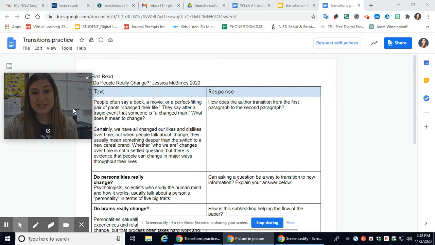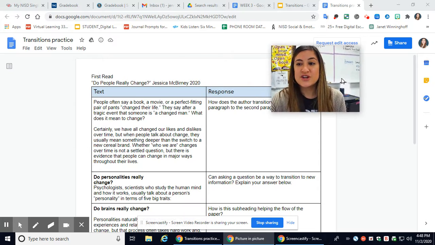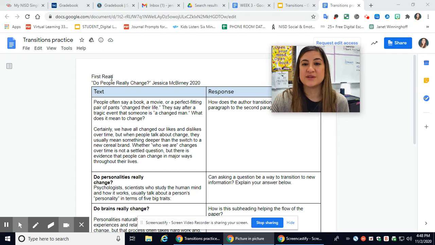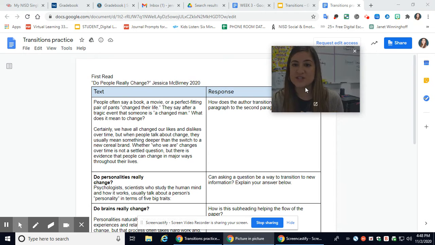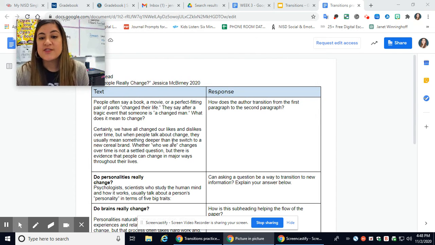This is the second part to this assignment. The first thing you're going to need to do is read the article, Do People Really Change by Jessica McBurney. Now, you should have read this yesterday. If you did not, of course, you're going to read this first. I recommend skimming through it again, even if you did read it yesterday. And we're going to be answering some questions here.